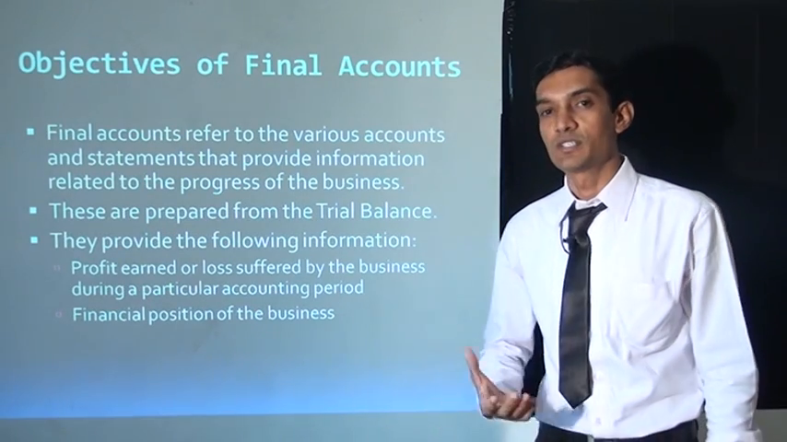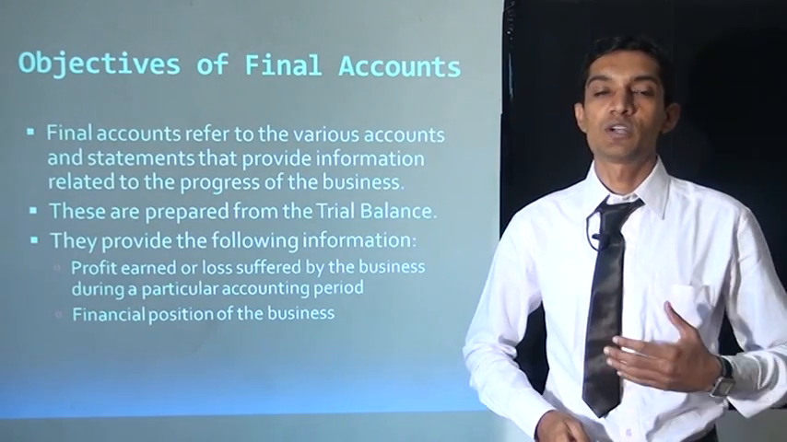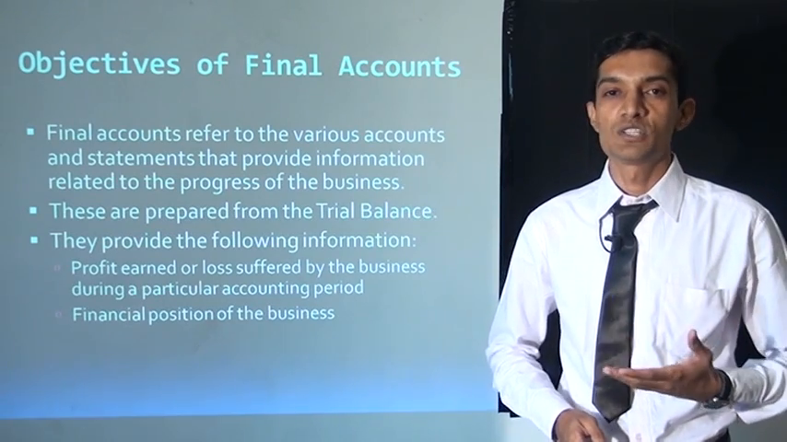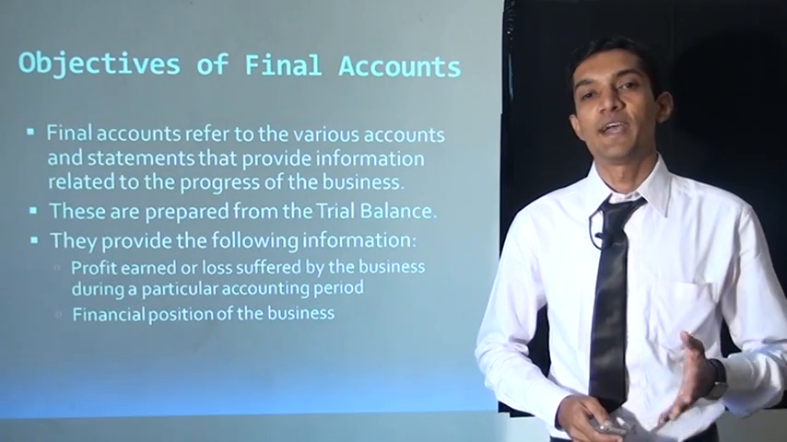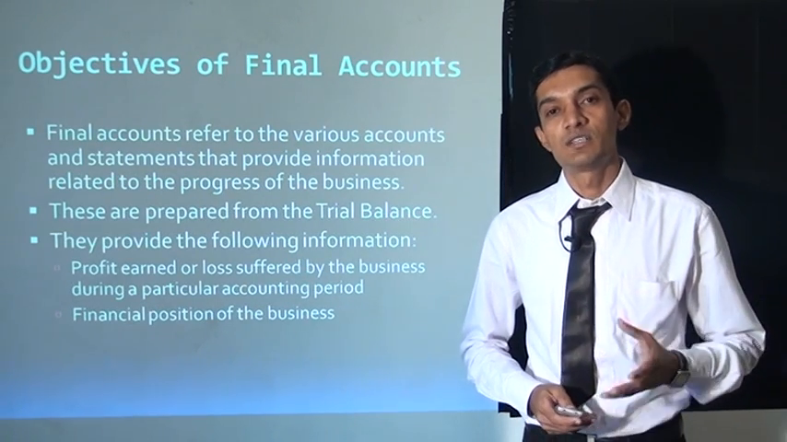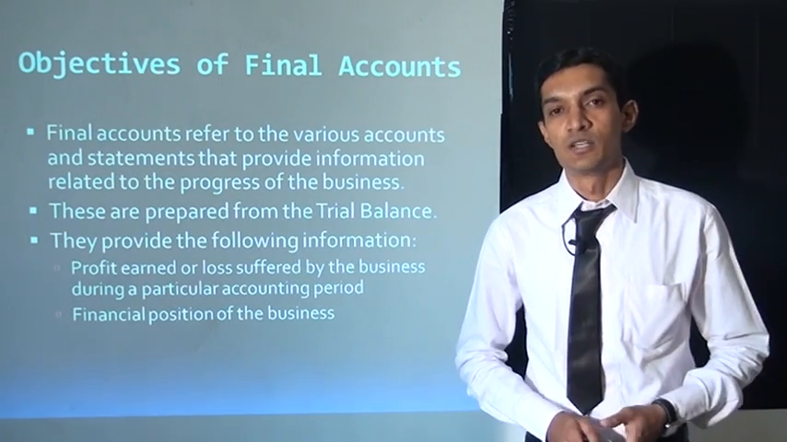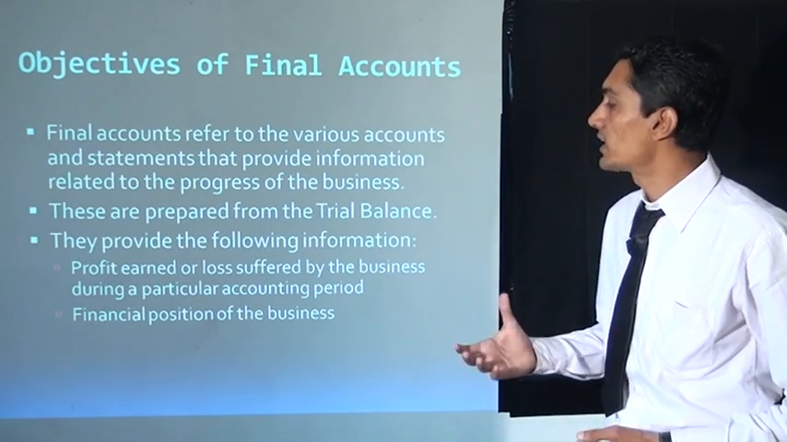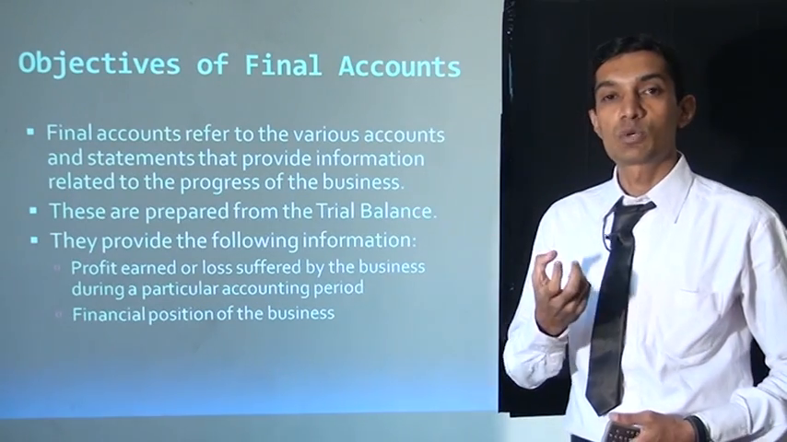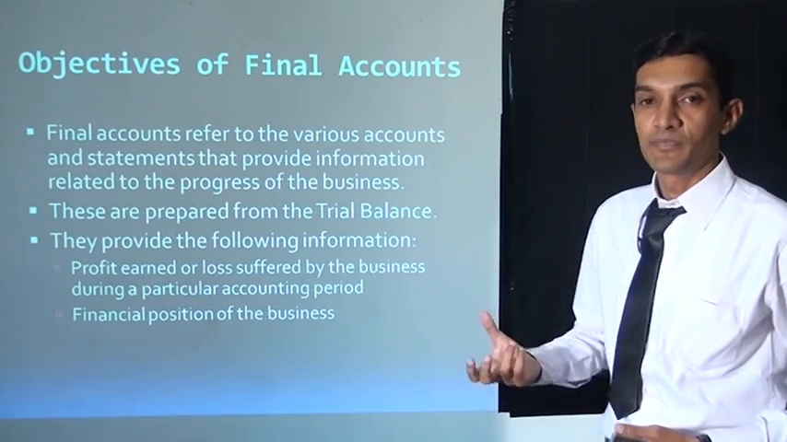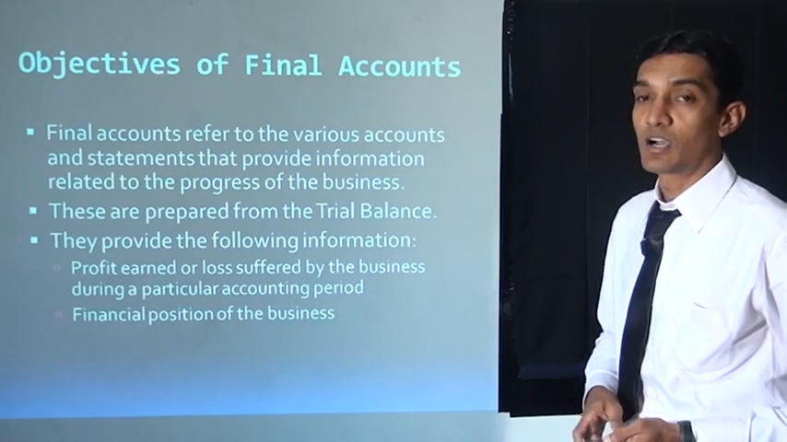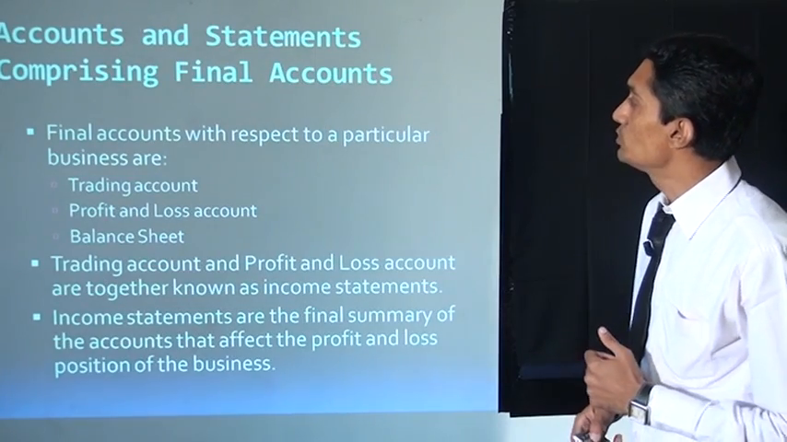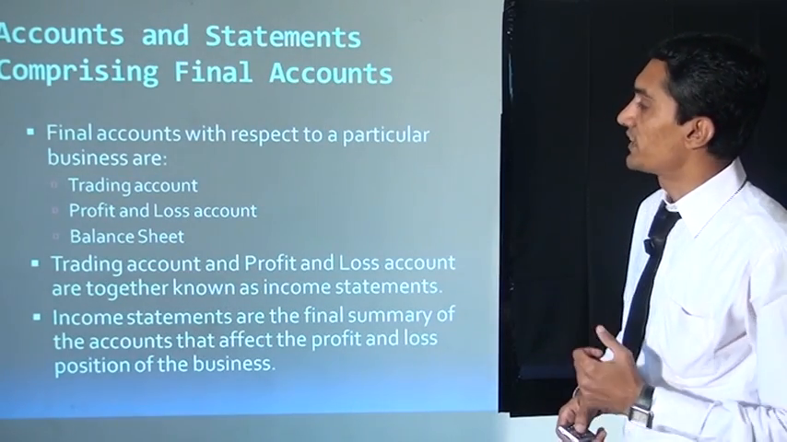Financial position of the business: sometimes the businessman's position is one of liquidation, where liquidity is more than assets. In that situation the final account shows what type of business position the businessman is in. So these are the main objectives of final accounts.